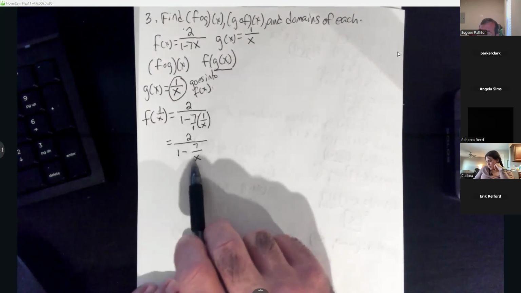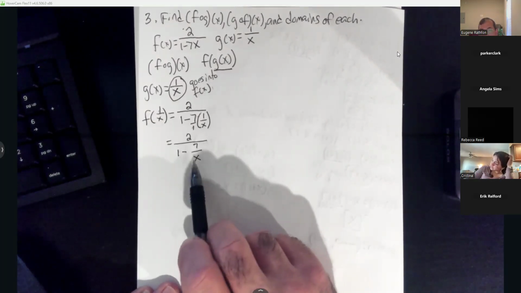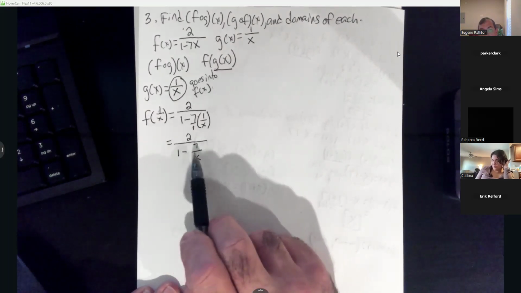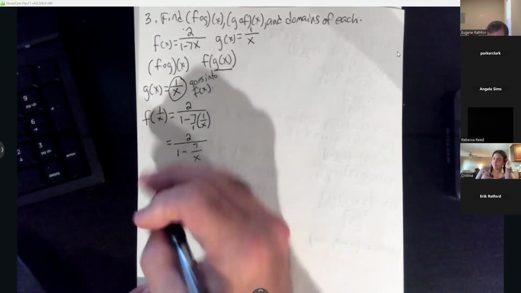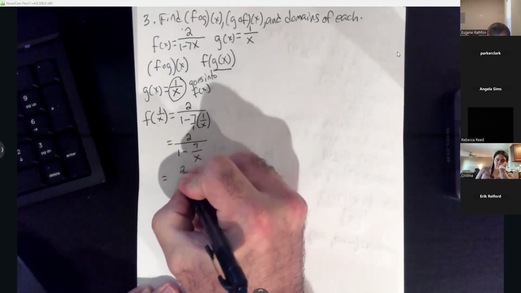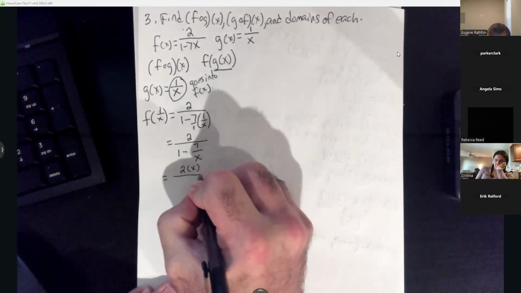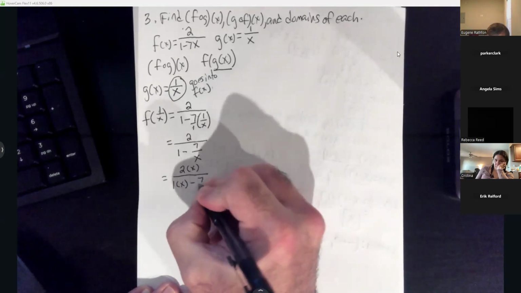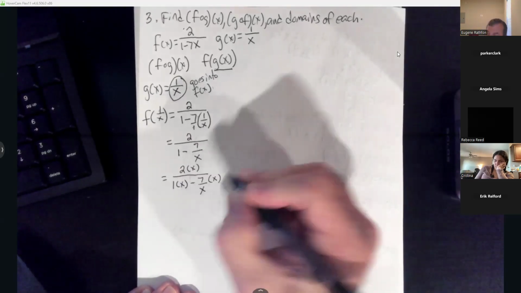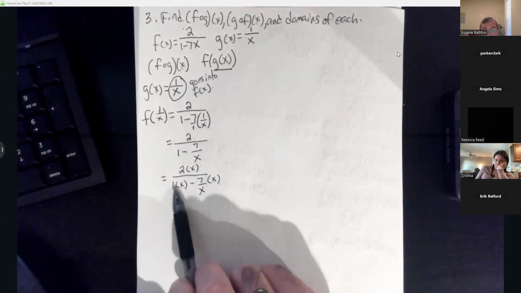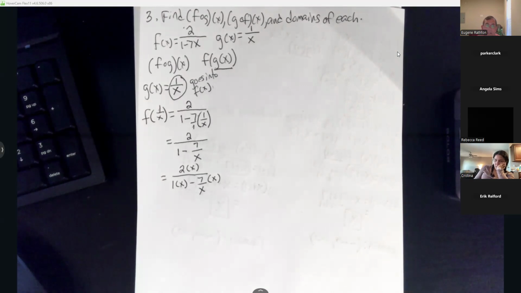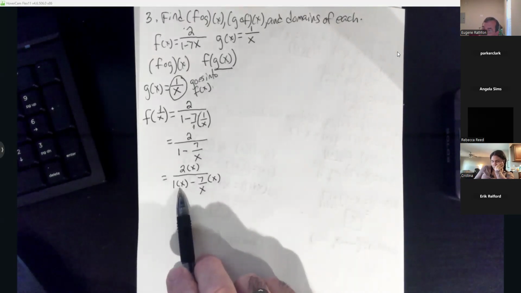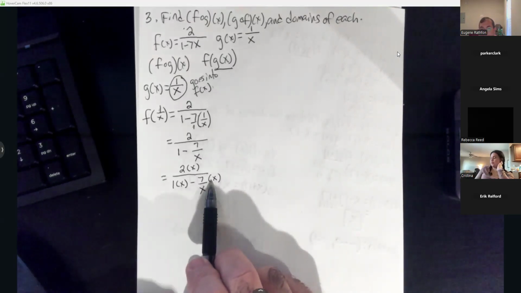Since I don't want this 7 over x to stay in fraction form, I'm going to get rid of that denominator by multiplying all 3 parts of this by that x. So on top, I'll have 2 times x. On bottom, I'll have the 1 times x minus my 7 over x times x. So all 3 parts got to be multiplied by the x. The reason is what you do to the bottom of a fraction, you got to do to the top, and then multiplication distributes over adding and subtracting.